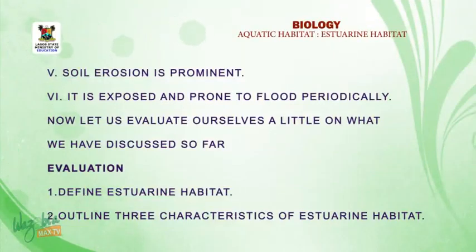Now let us evaluate ourselves a little on what we have discussed so far. Students, define estuarine habitat. Tell us what estuarine habitat is. 2. I would like you to outline 3 characteristics of estuarine habitat. At least 3 characteristics of estuarine habitat.